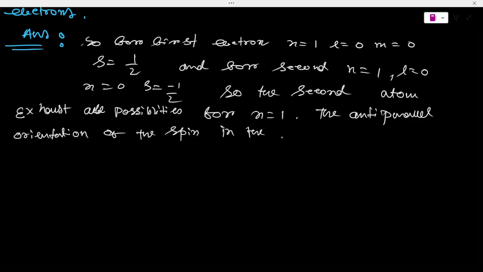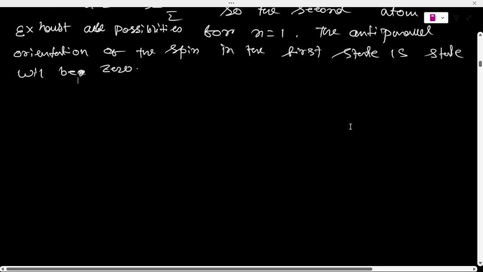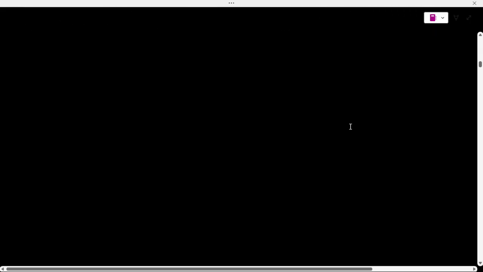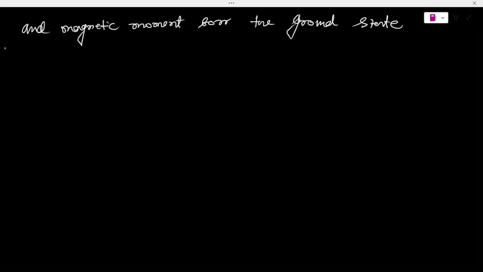In the first state, the 1s state will be 0. The magnetic moment observed for the helium atom ground state will be 0.